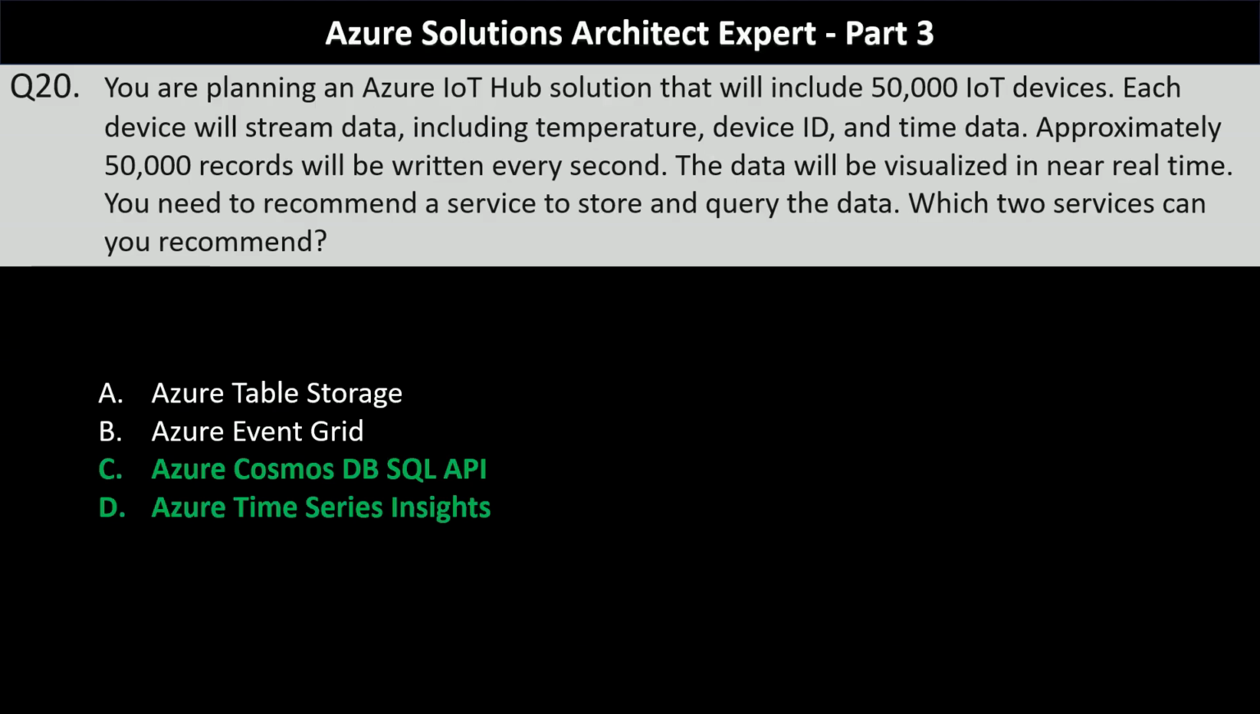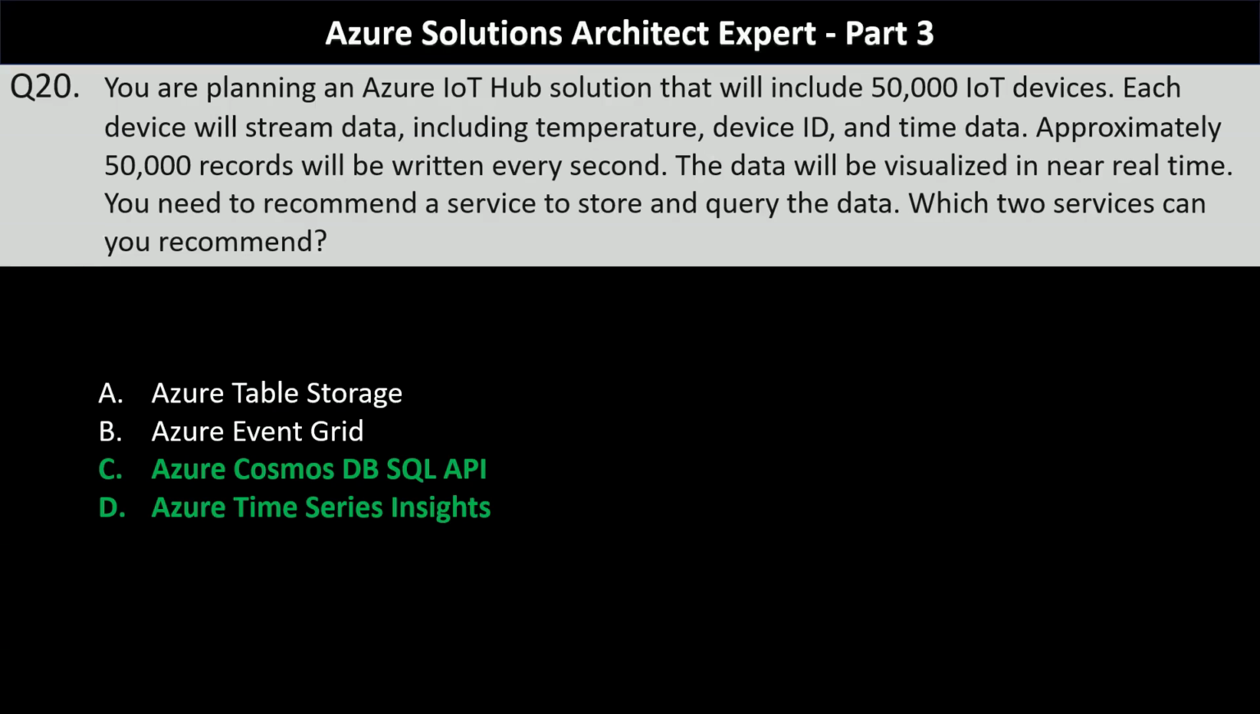Now, Cosmos DB also supports high throughput scenarios, making it a good fit for handling 50,000 records per second. The next service, Azure Time Series Insights, is specifically designed for storing, querying, and visualizing time series data from IoT devices. It provides real-time insights into the data, which is perfect for scenarios where you need to visualize data in near real time. It can handle high ingestion rates and provide powerful tools for analyzing time-stamped data.